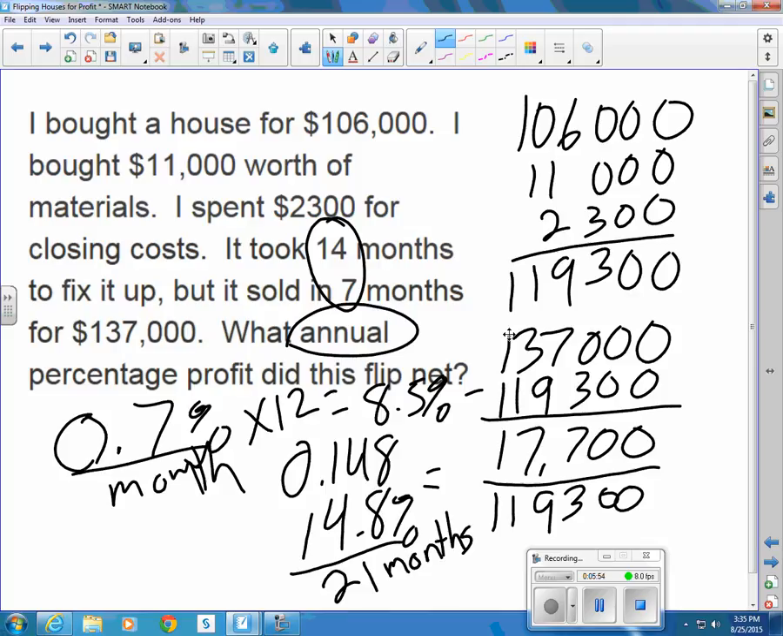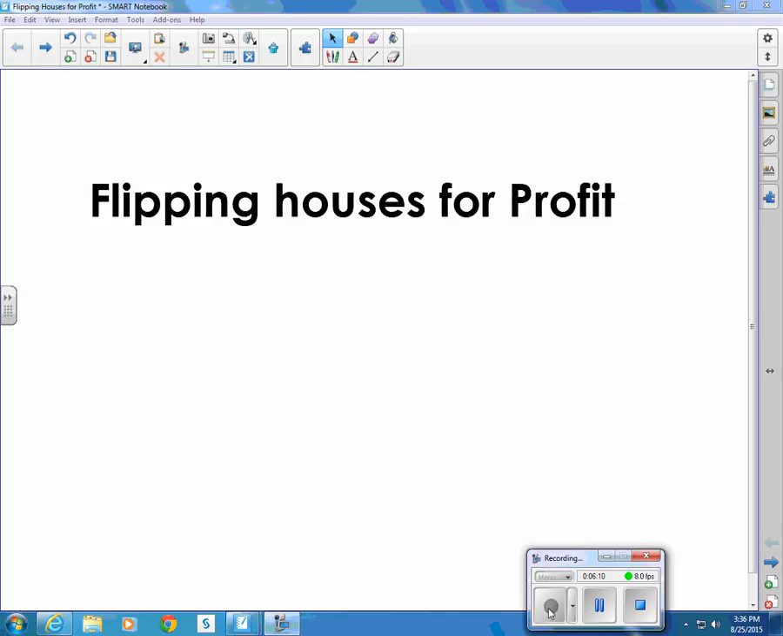Some people do that, and they might just hang on to it until the market is up and then sell it. Anyways, that's just an idea. You at least know how to calculate your percent profits. Buying houses, fixing them up, selling them for a profit, that's what we call flipping.